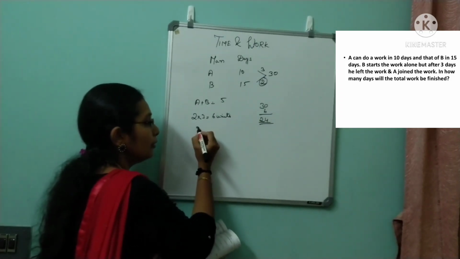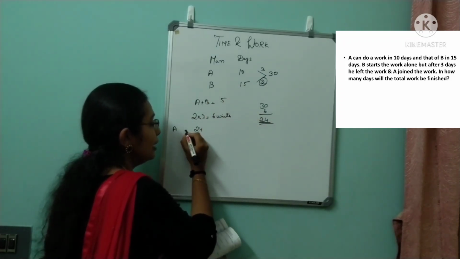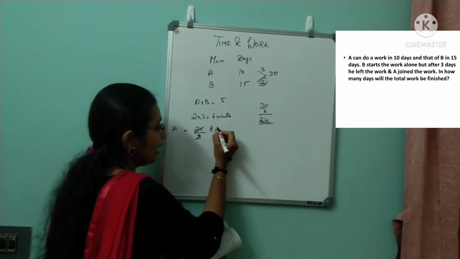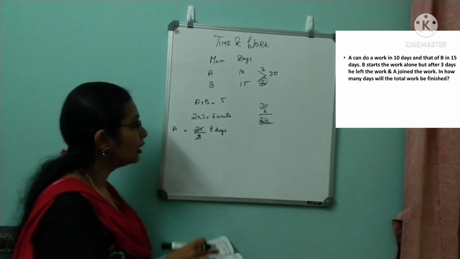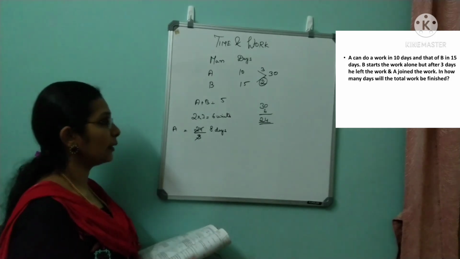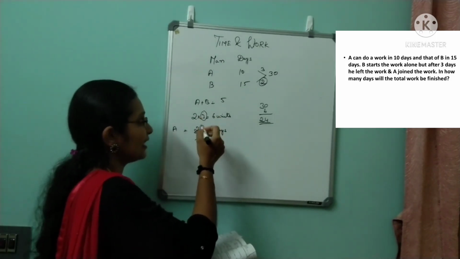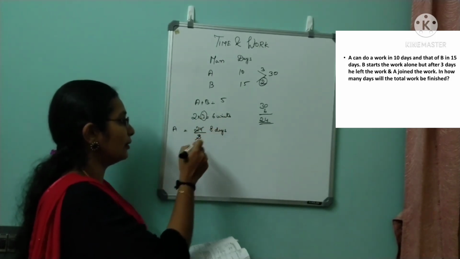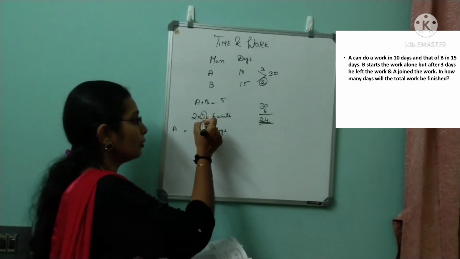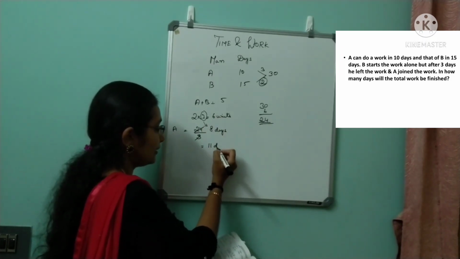So 24 units, who is doing? A is doing. His per day efficiency is 3. So for completing 24 units, he takes 8 days, right? Yes. So our question is, in how many days will the total work be finished? The first, he took 3 days, right? B took 3 days to complete 6 units. And now A took 8 days to complete the remaining units. So the total number of days would be 8 plus 3, which is 11 days.